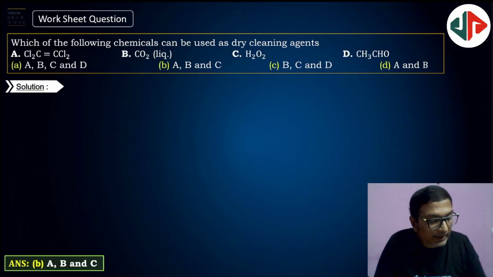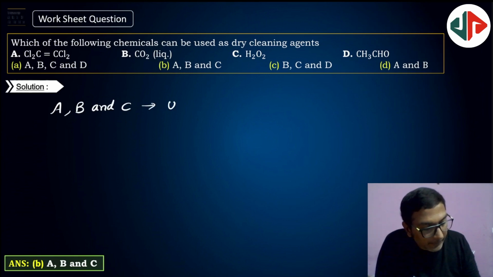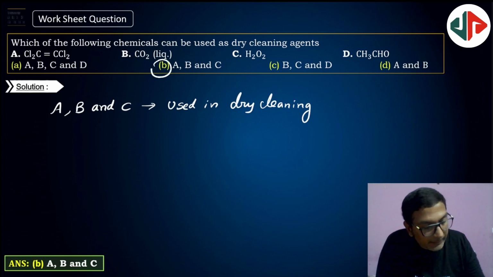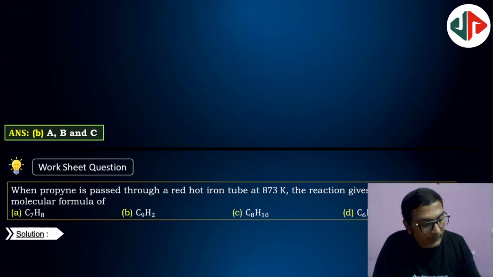Which of the following chemicals can be used as dry cleaning agents? So here A, B and C are used in dry cleaning. Dry cleaning, option B, uses only. Next.